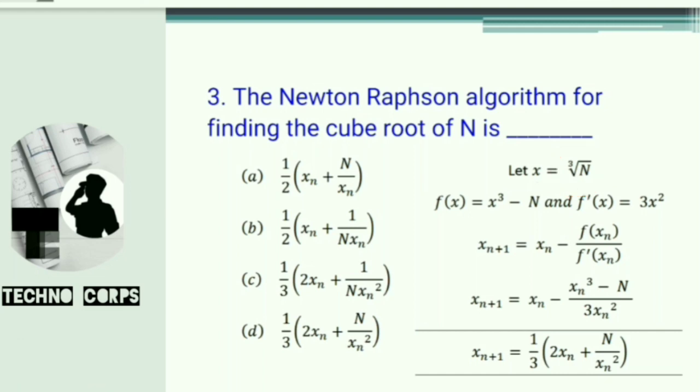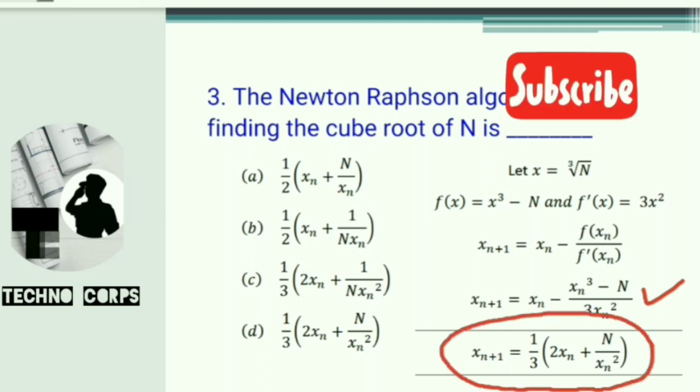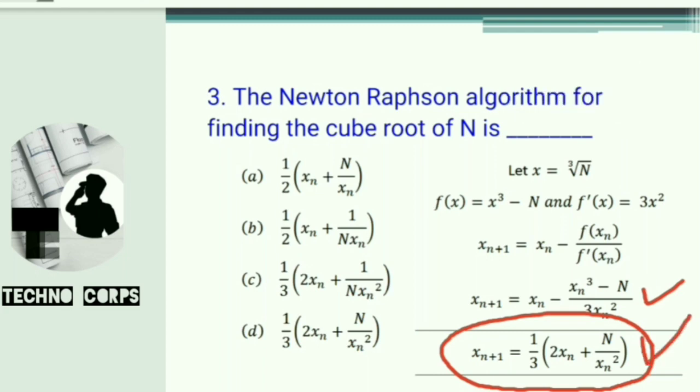So the function can be written like this, whose derivative will be this. Having the Newton-Raphson formula, we can put all the values in the formula and get the solution as shown in this last line. So this is a generalized formula for the cube root of n. So what is the solution according to the options? The right option is option D.